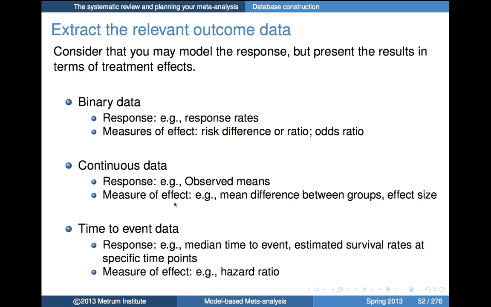If you have binary data, the endpoint might be a response rate, a proportion of patients responding, whereas a measure of effect could be a risk difference or an odds ratio. For continuous data, that would be contrasting observed means versus the difference between groups in means. And if it's time to event data, the endpoint data itself might be a median time to event, or it may be summary values of survival rates at particular time points that might have been extracted, for example, from a Kaplan-Meier plot. And just contrast that with a measure of effect, like a hazard ratio.